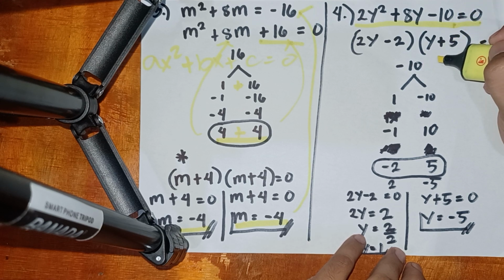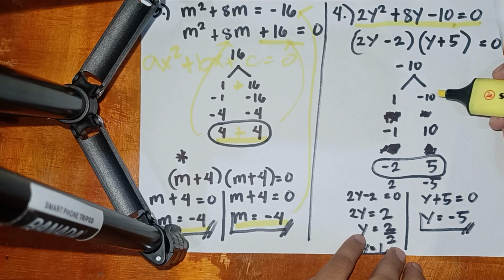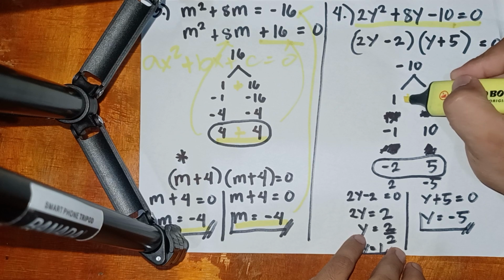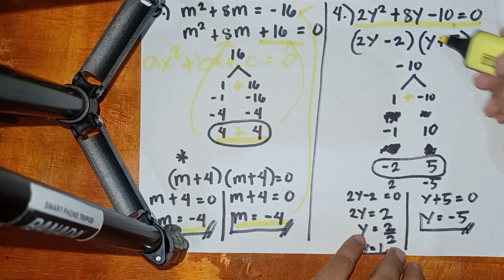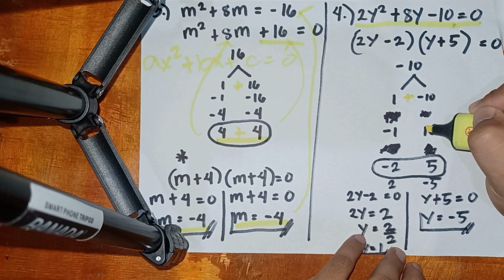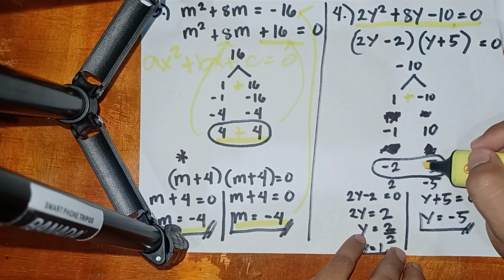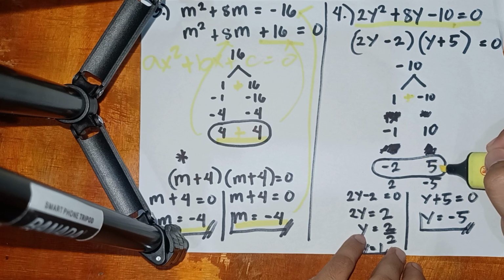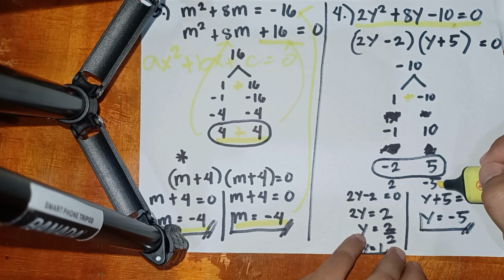So, to get negative 10, you have to multiply 1 and negative 10. That will result to negative 10. But if you're going to add that factor, it will not result to positive 8. So we need to find the other factors. Negative 1 and negative 10 will not result also to 8. So next factor would be negative 2 and positive 5, or 2 and negative 5.